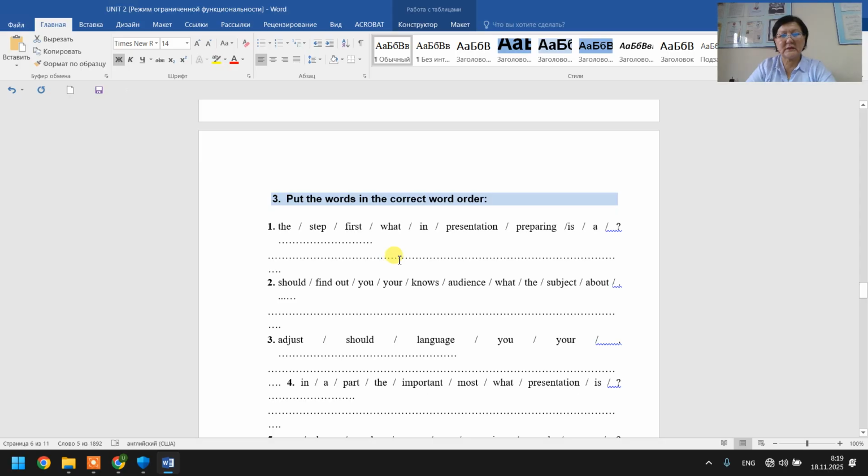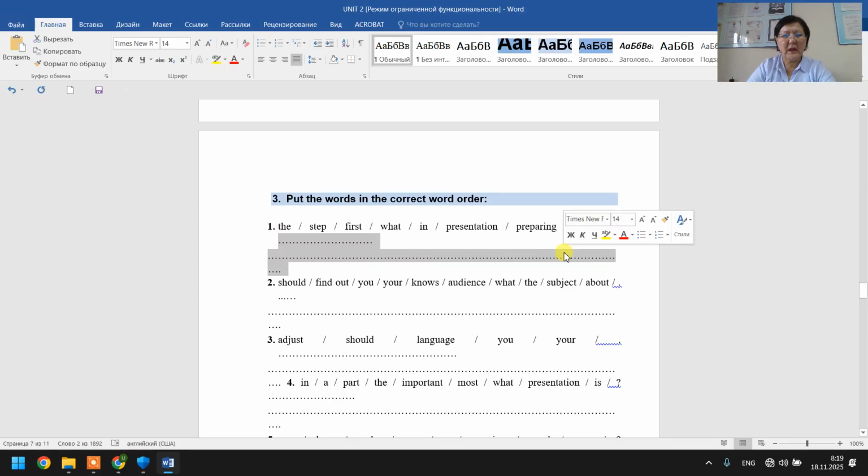The next exercise which you are going to do: put the words in the correct word order. Now if you look here, the sentence or the question given in this first statement is given in disorder, and you have to put it in order. How do we do it? For example, if it is a question, we start with the question mark, and we do it in the following way.